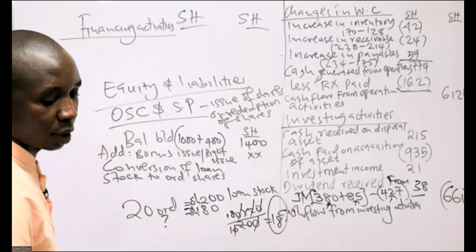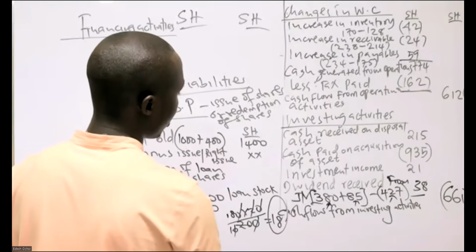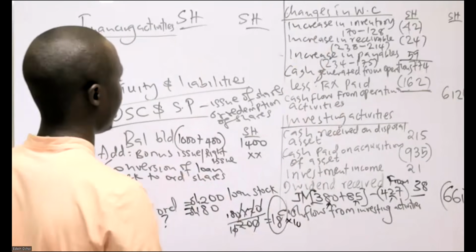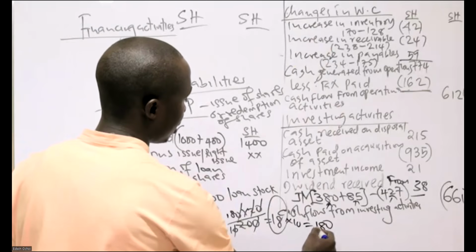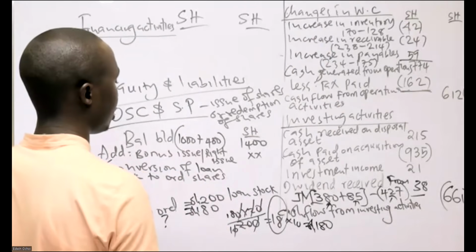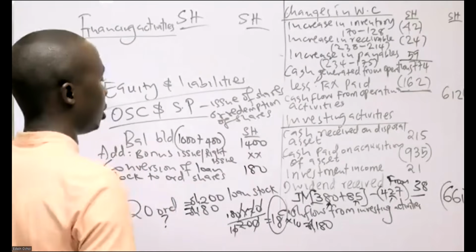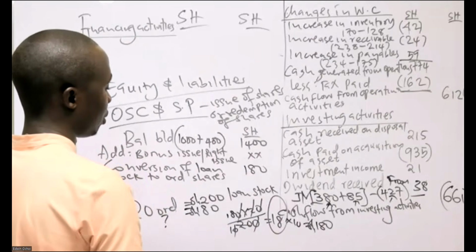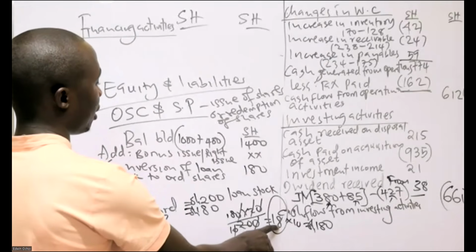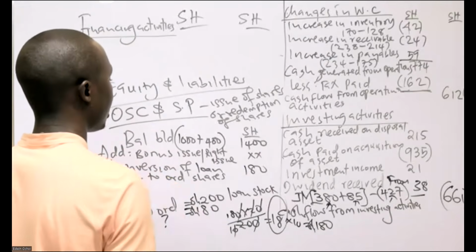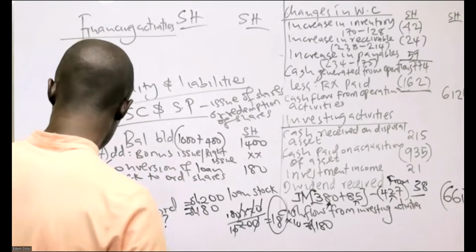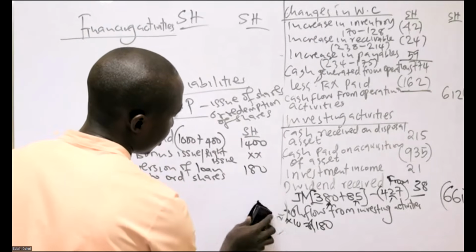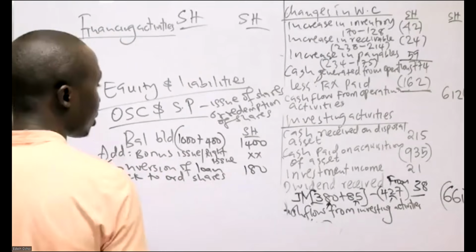18 ordinary shares. So each ordinary share was going at what value? 10. So if I need to get the value, I multiply by 10. So it remains to be 180 shillings. So the 18 ordinary shares, which we arrived at, have a value of 180. So 1400 plus 180, that is what?